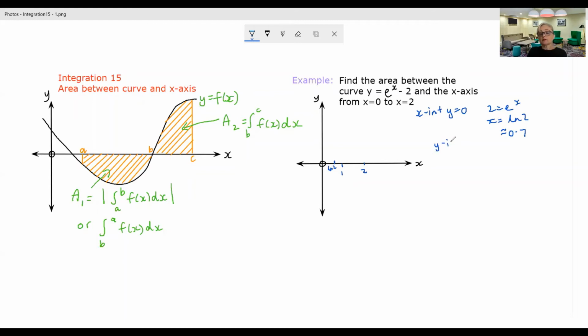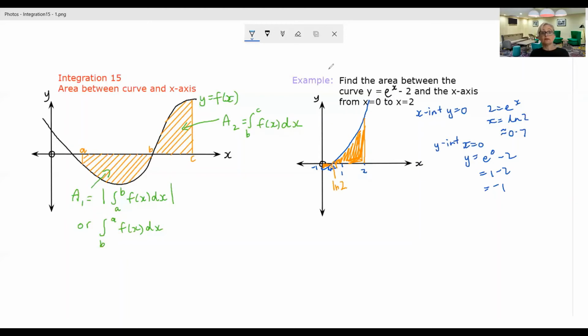Your y-intercept, of course, occurs when x is 0. So y is going to be e to the 0 minus 2. E to the 0 is 1. So it's going to be at -1. I'm going to put it quite close to there because an exponential function is going to grow quite quickly. So we're going to need to do something like that for our area. I'm just going to colour it in orange. So we've got this bit here, and then we've got this section here. All right, and this value here that is crucial to know is natural log of 2.